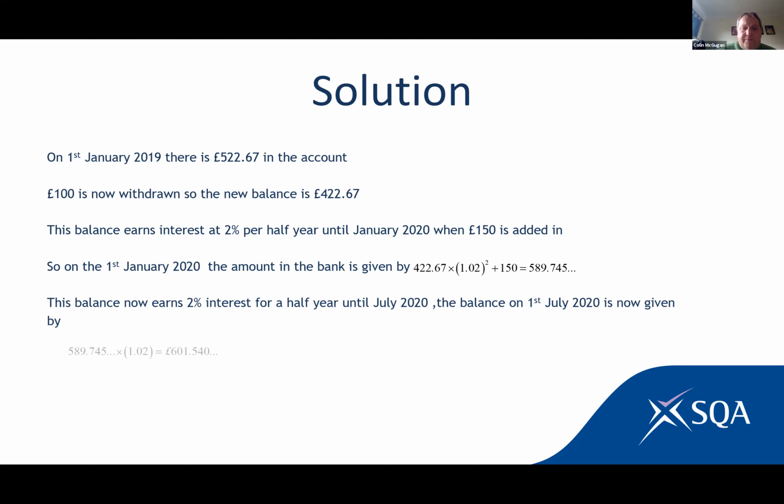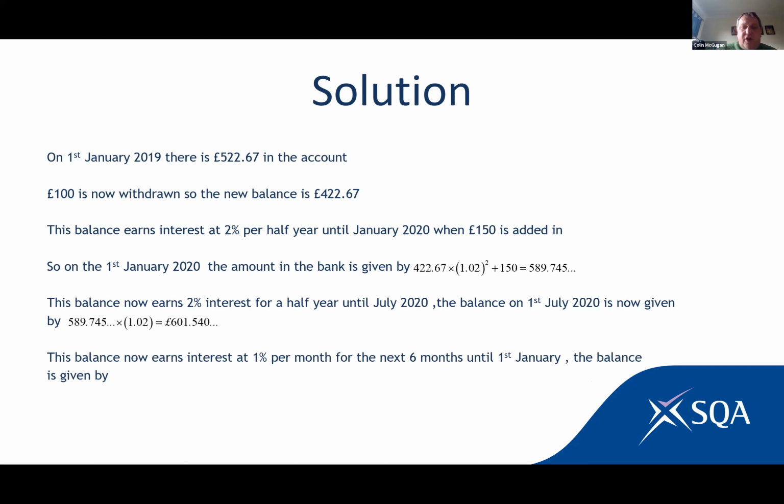This balance now earns a further 2% interest for a half year until the 1st of July. This balance is now given by the previous answer times 1.02. Then this balance earns a further 1% for the next 6 months until the 1st of January, and the balance is given by the previous answer again times 1.01 to the power of 6.